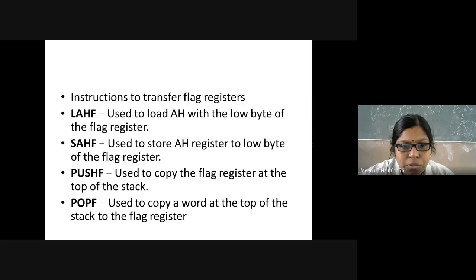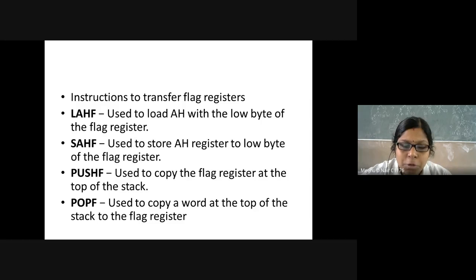Then next one is PUSHF. This is used to store whatever content is there in the flag register to the stack. POPF means whatever is there in the stack goes to the flag register. So you just see the symbol used here with the push. PUSHF means push the flag register. POPF means pop the flag. Push and pop have the same meaning everywhere, wherever you are using them.